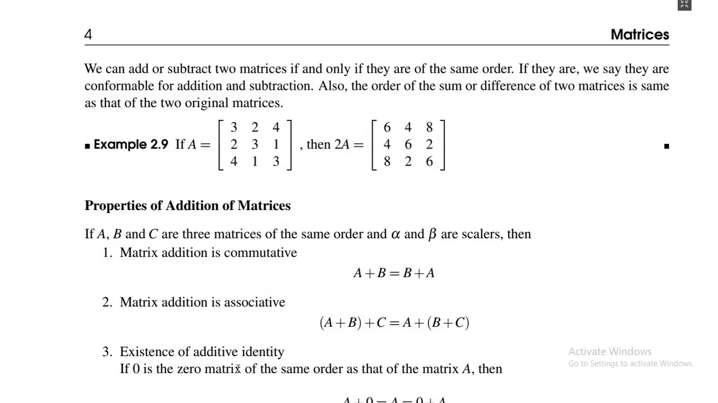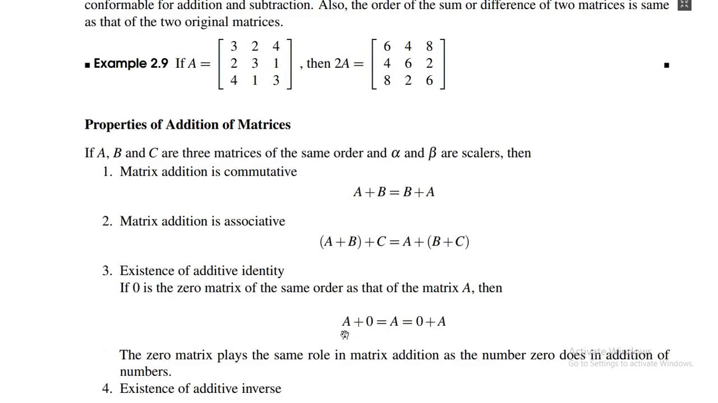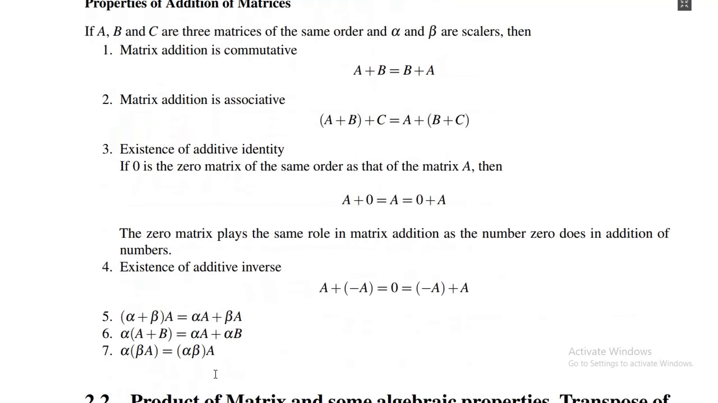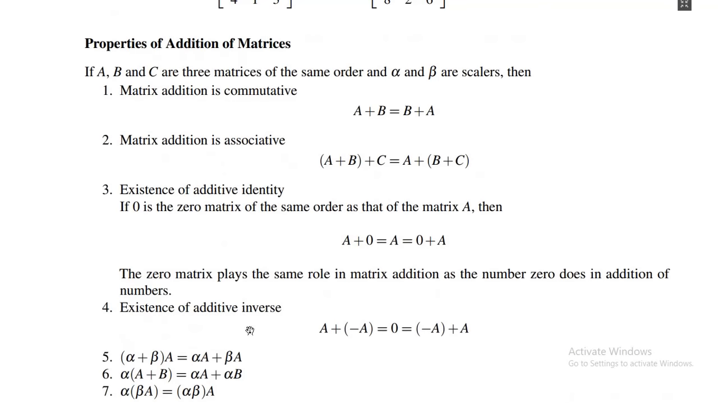Existence of additive identity. That means if 0 is the zero matrix of the same order as that of the matrix A, then A plus 0 is the same as A, which is the same as 0 plus A. And the zero matrix plays the same role in matrix addition as the number 0 does in addition of numbers. Another one is existence of additive inverse. That means A plus minus A is the same as 0, which is the same as minus A plus A.